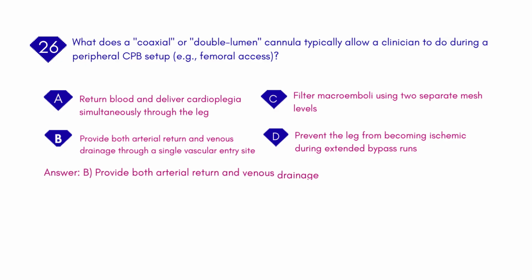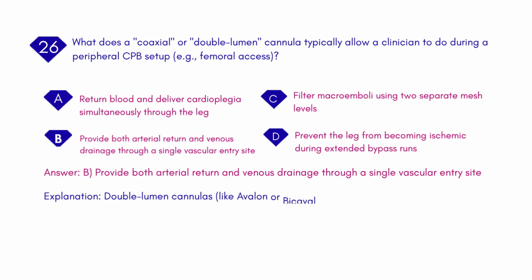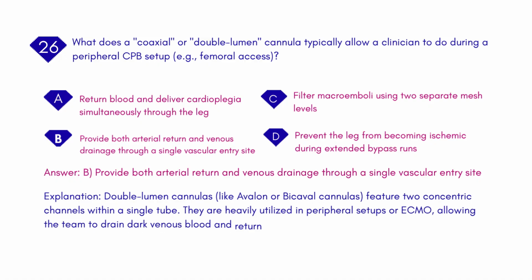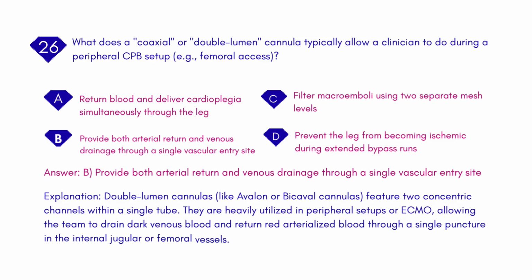Answer: B. Provide both arterial return and venous drainage through a single vascular entry site. Explanation: double-lumen cannulas, like Avalon or bicaval cannulas, feature two concentric channels within a single tube. They are heavily utilized in peripheral setups or ECMO, allowing the team to drain dark venous blood and return red arterialized blood through a single puncture in the internal jugular or femoral vessels.